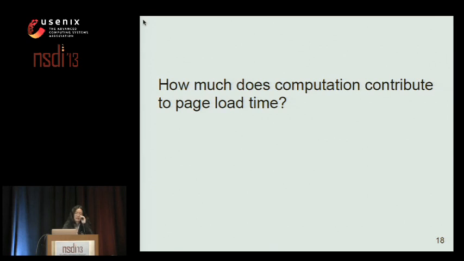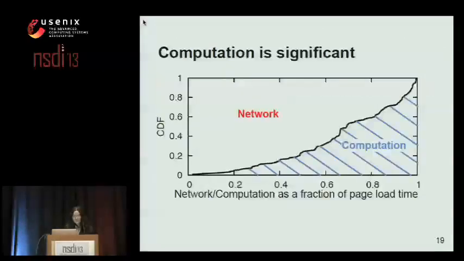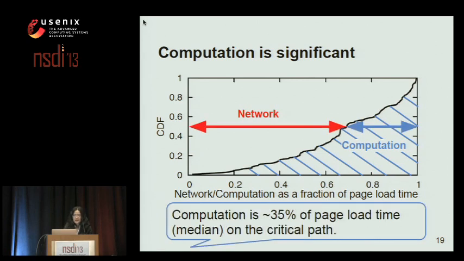The first question we try to answer is, how does computation contribute to page load time? We've seen that a lot of the optimization techniques are about improving the network, so we are curious, are we solving the right problem? Here is the result of the critical path. The x-axis is either network or computation as a fraction of the page load time. We can see that for the median case, computation is 35% of the page load time on the critical path. This means that both computation and network are significant.